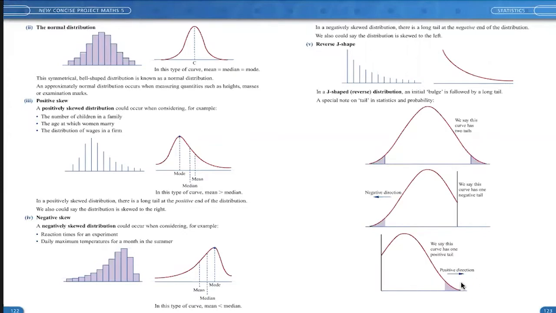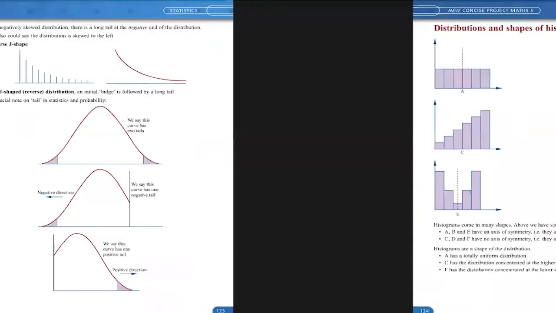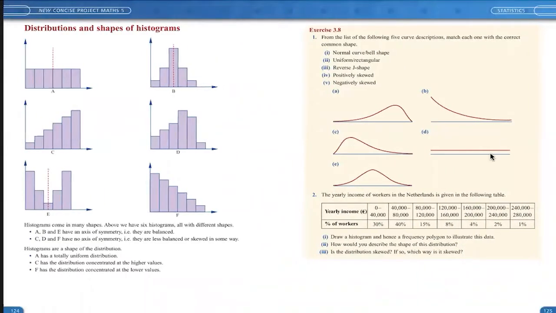On the very bottom one then, it just has a positive tail. Okay, so what kind of questions do you get asked? You see that exercise 3.8 here in the Gills book, Project Maths. Which one is which? Okay, you need to be able to look at these and say which one is which.